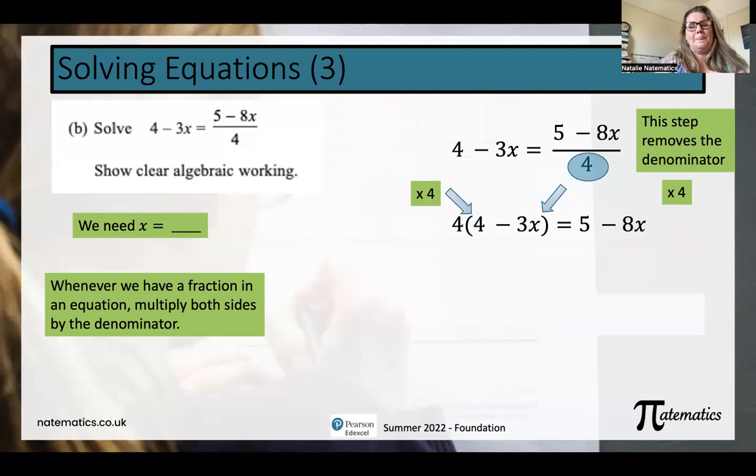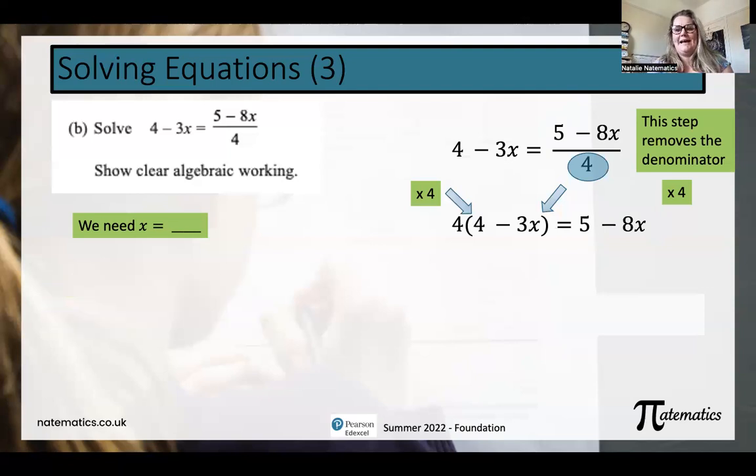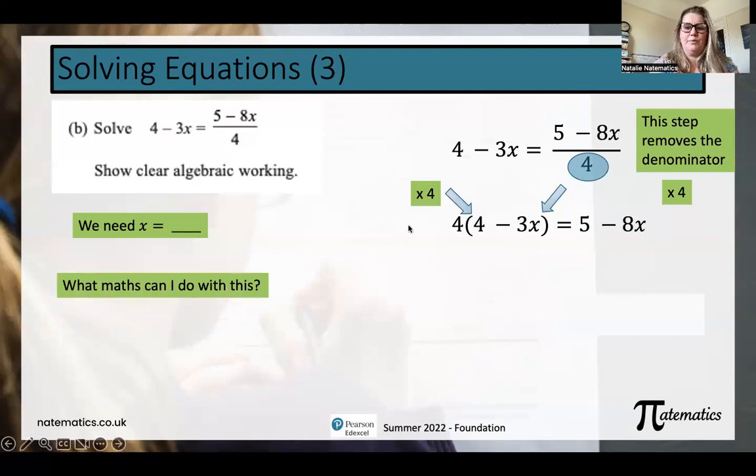Right, so what maths can we do with what is in front of us? So I've got this now, and we're like, okay, I've done that bit. I multiplied both sides by 4. That'll be my first method mark. So, well, I suppose I could expand those brackets, couldn't I? So I'm going to multiply those brackets out. I thought I got rid of those arrows, but obviously not, it's fine. So we've got 4 lots of 4 and 4 lots of minus 3x.